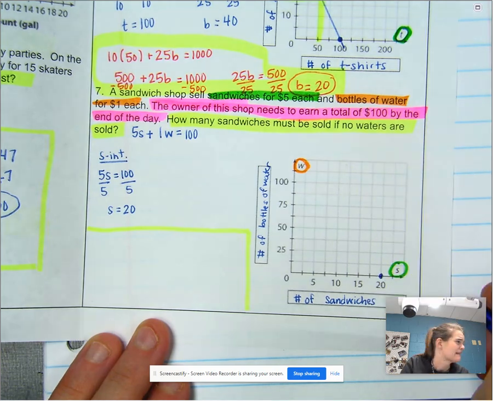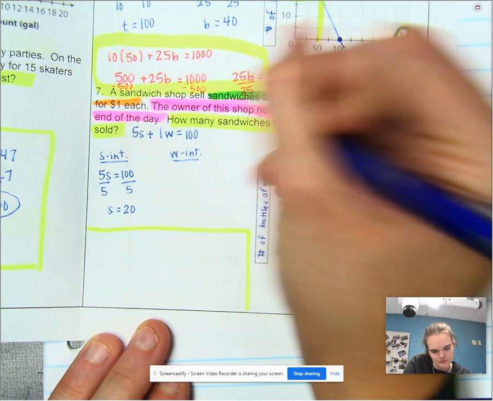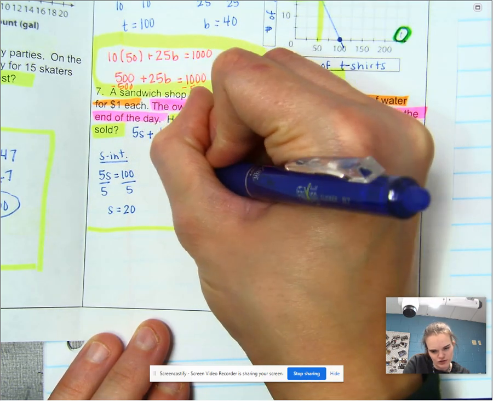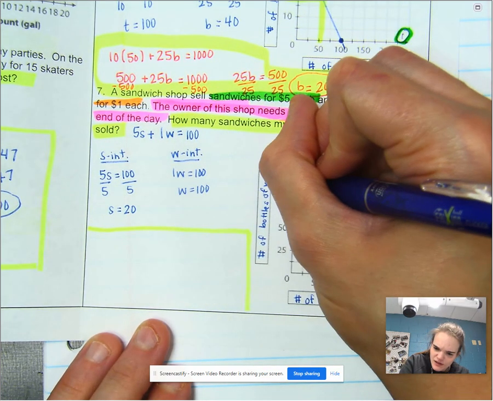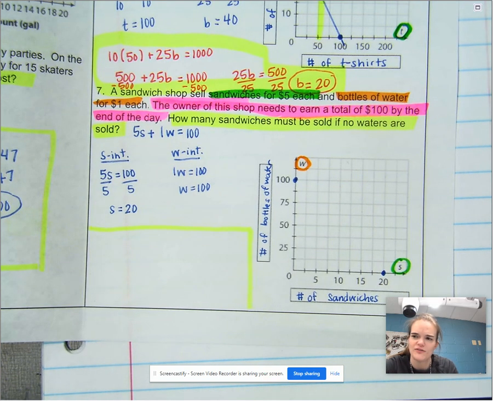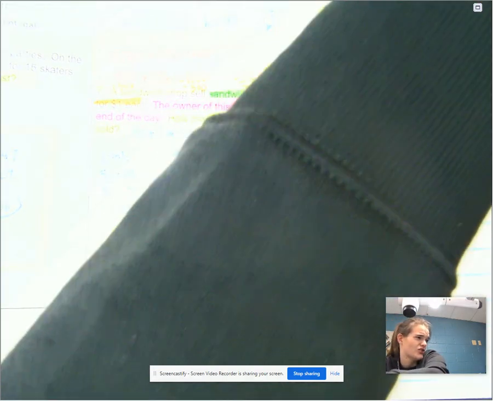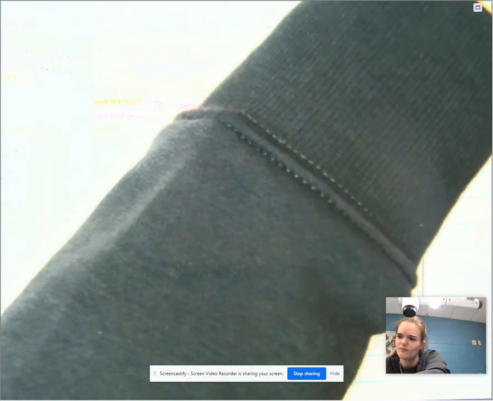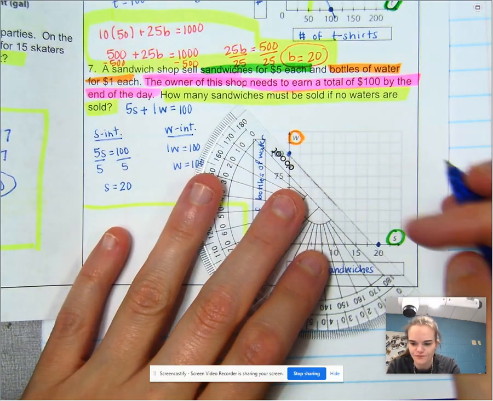20. Okay. The W-intercept. 1W equals 100, which means W equals 100. And connect. I'm going to show you both ways again, how to solve and how to just use the graph. If you ever get stuck and don't know how to use the graph, I can't pick up my straight edge, sorry. Then you can, at least plug something in. Okay.